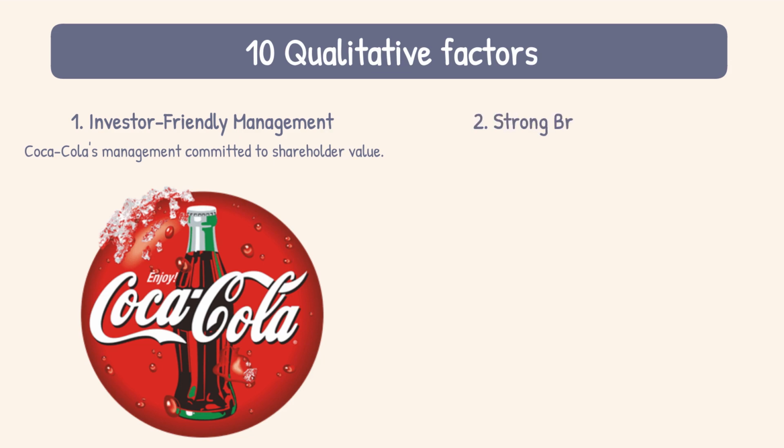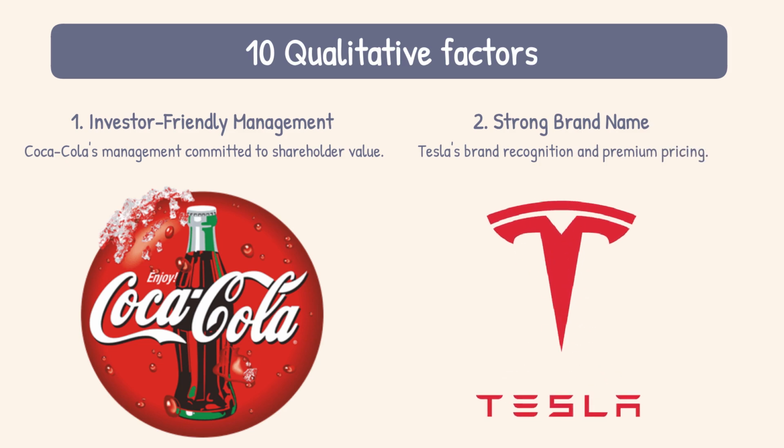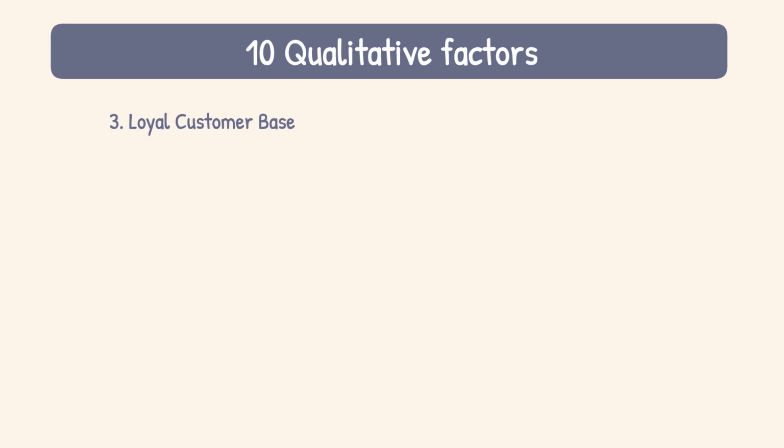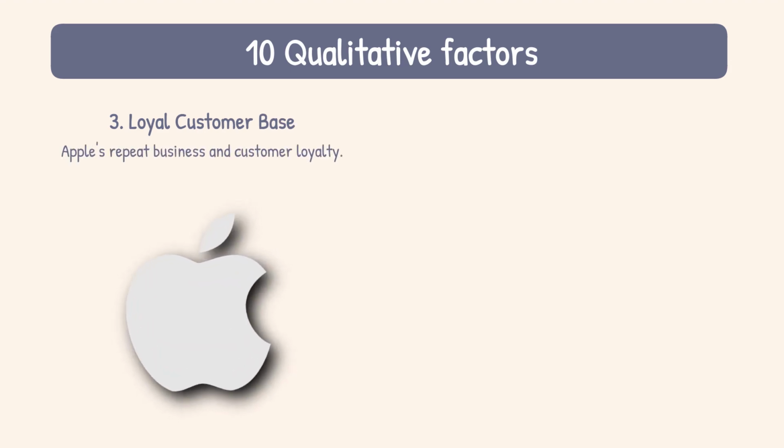Strong brand name. Businesses with strong brand recognition can maintain market share and command premium prices. Tesla's brand is synonymous with electric cars, and it has built a dedicated customer base that is passionate about the company's mission, and the company can charge premium prices. Loyal customer base. Businesses with loyal customers can generate repeat business and benefit from positive word-of-mouth marketing. Apple's customers are known for being loyal to the brand, they stand in lines for hours and buy every product.